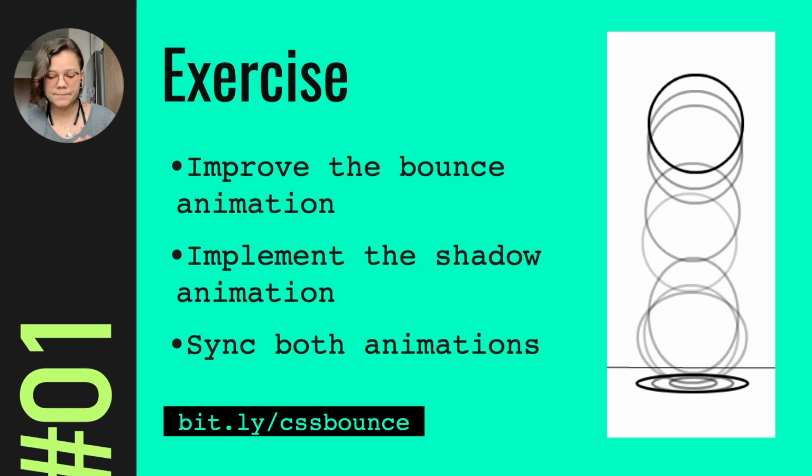It's time for our first exercise. The goal here is to improve the bounce animation, implement the shadow animation, and synchronize both of them. It's important to pay attention to how the ball is going to deform when it hits the ground and go back to its original shape when it's farther away from the ground. Also make sure that both the shadow animation and the ball animation are synced, and that the shadow should change in size depending on how far or close the ball is from the ground. You can see the starting code and work on it by yourself in the URL that you can see on the video, and I'll go through my solution in the next one.